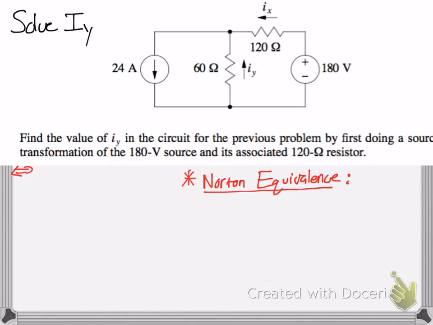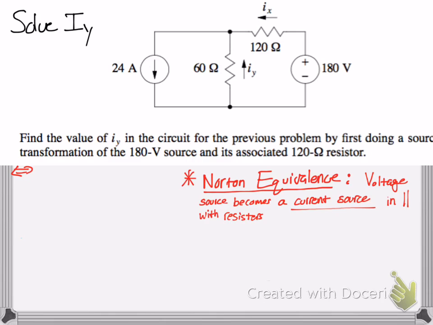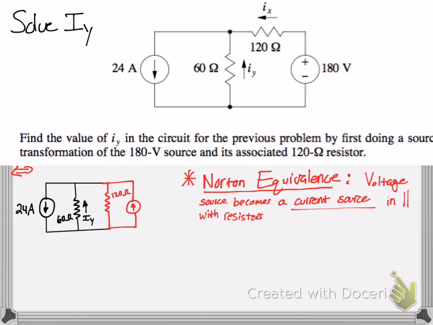Well, first let's talk about what Norton equivalence is. Norton equivalence is you take a voltage source and it becomes a current source in parallel with resistors. So let's take a look at what that means exactly. So let's take our battery here. We have our regular circuit, and we're going to take the battery and make it a current source in parallel with the resistor here.